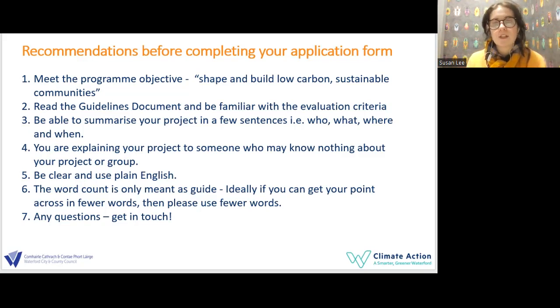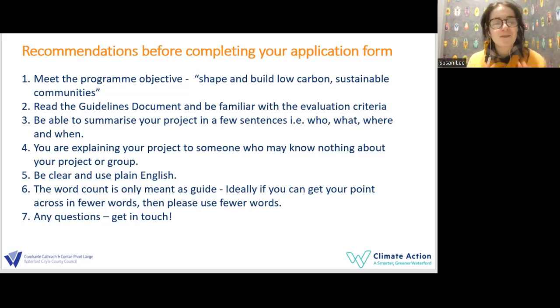Be able to summarize your project in a few sentences. This is really key. For groups who can't do this, it could just make it clear in your mind. Be able to quickly say who you are, what you are, what the project is, and where you are going to do it. And please remember, you are explaining the project to someone who might know nothing about your group or your project. Be clear, use plain English.